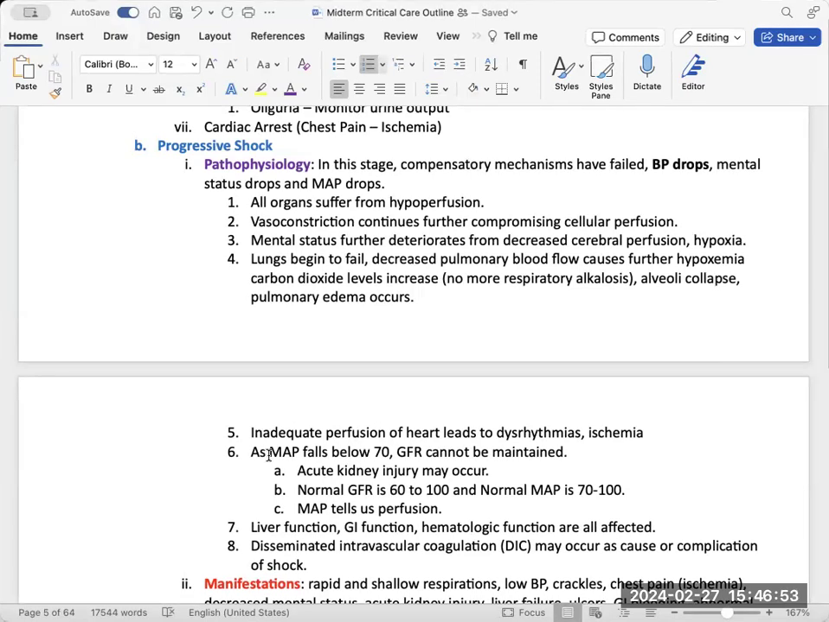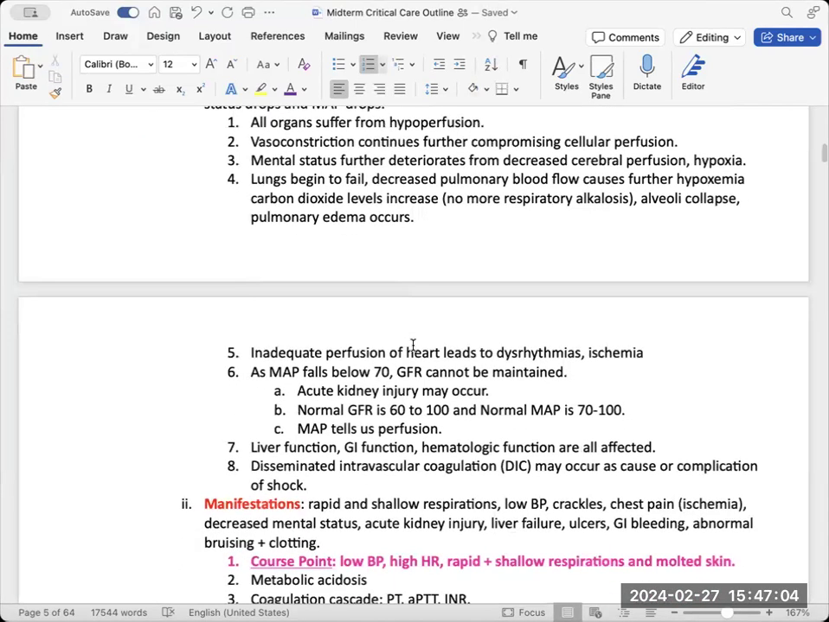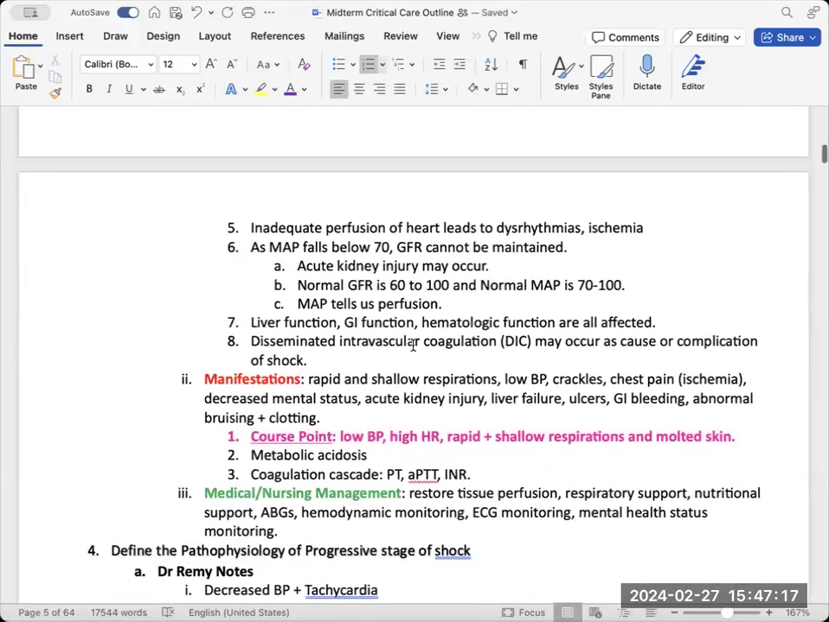All of their organs are suffering from this hypoperfusion, right? So as a result, they can go into loss of consciousness, further mental status changes, right? The lungs are also going to experience decreased blood flow. So that's why they're not having respiratory alkalosis anymore. Now they're having these rapid and shallow respirations. There's not enough perfusion to the heart, so we're having dysrhythmias and all of these things. Everything's starting to shut down.